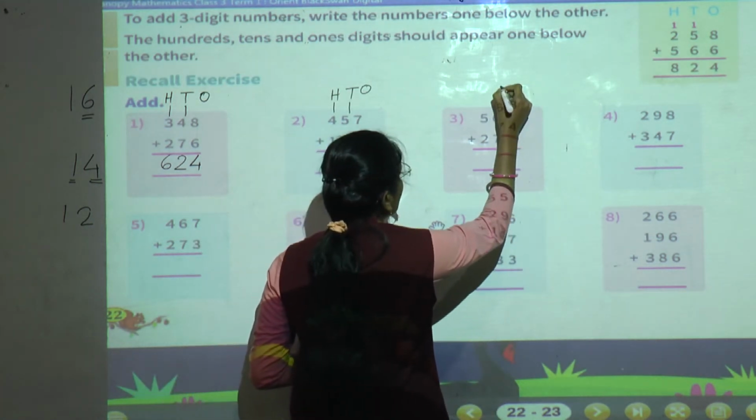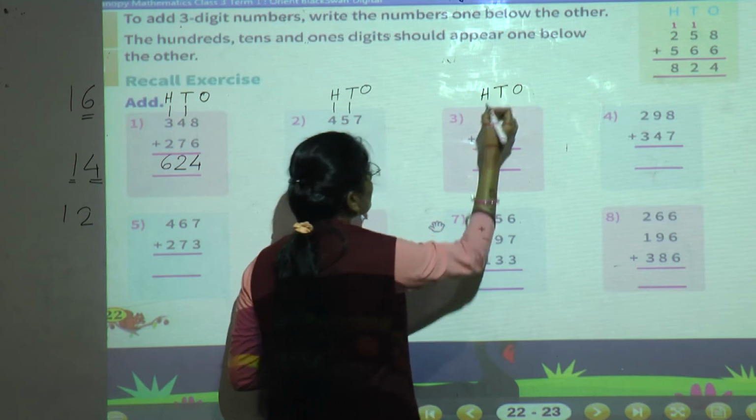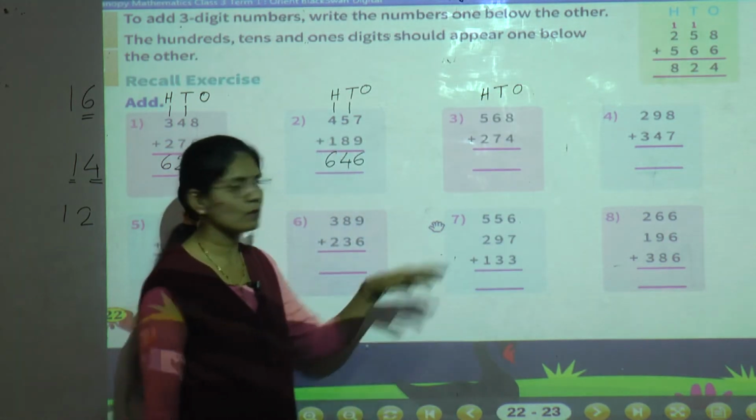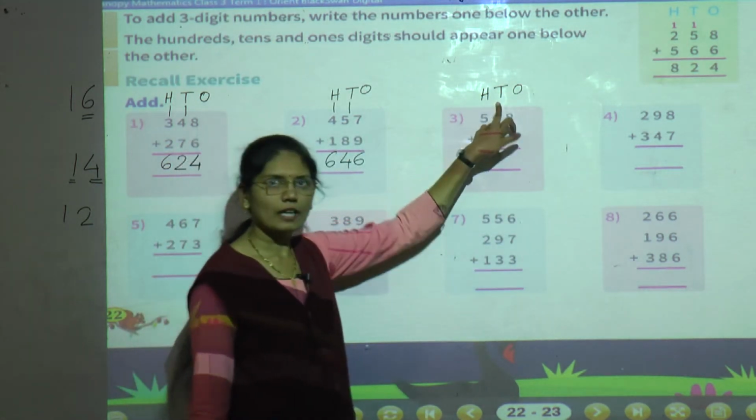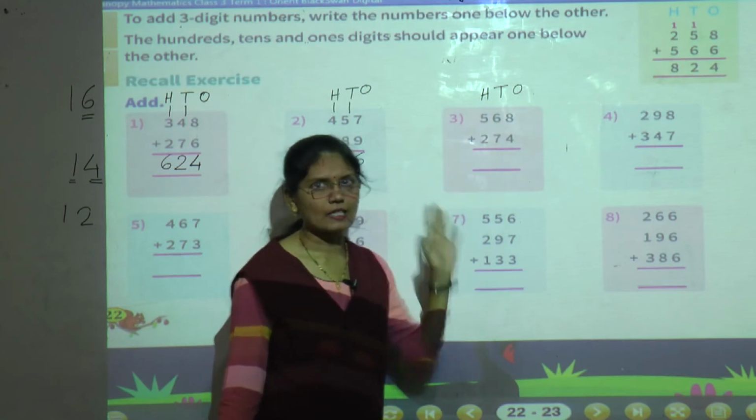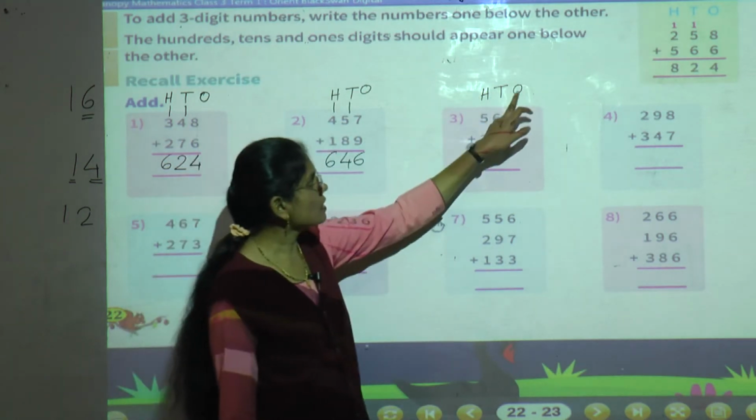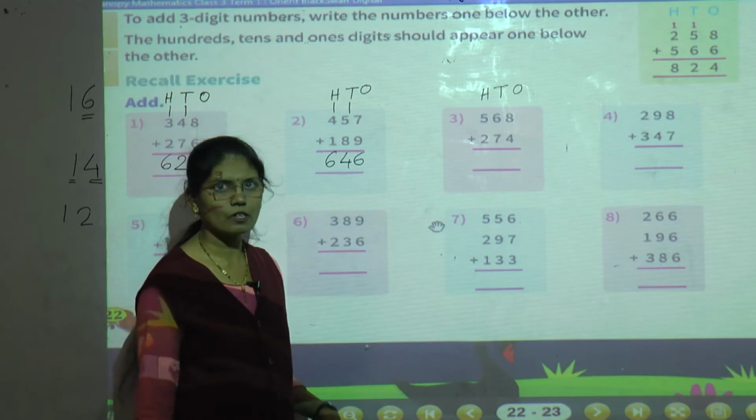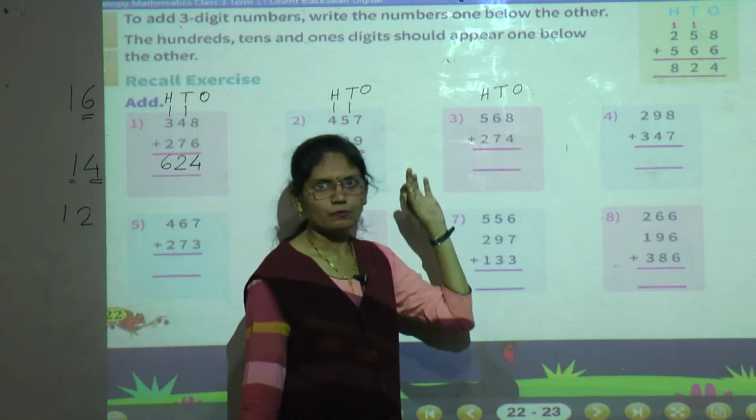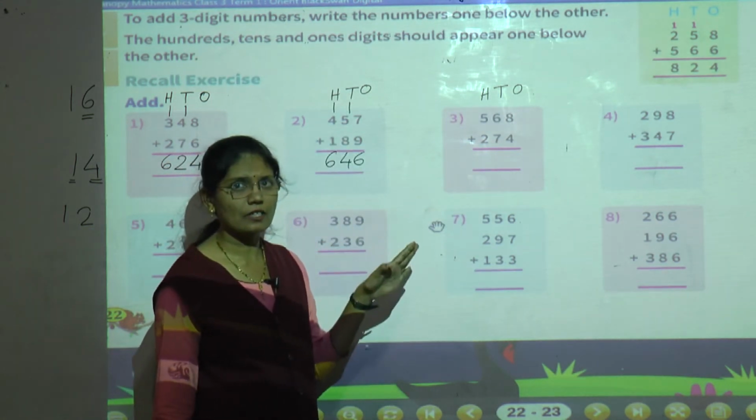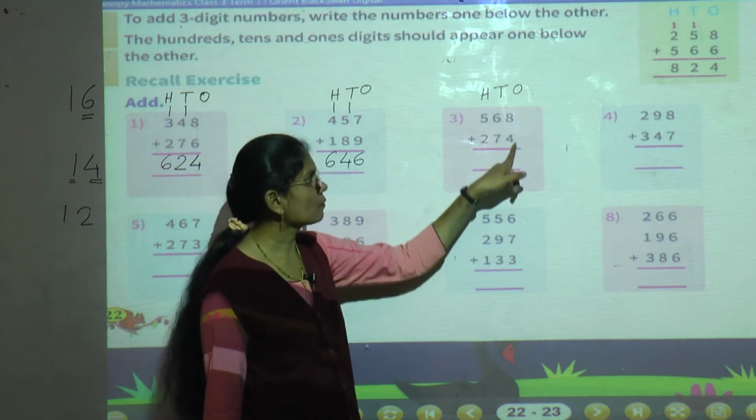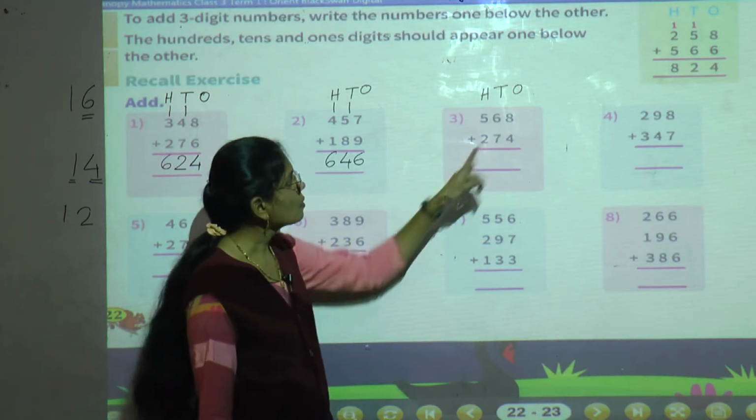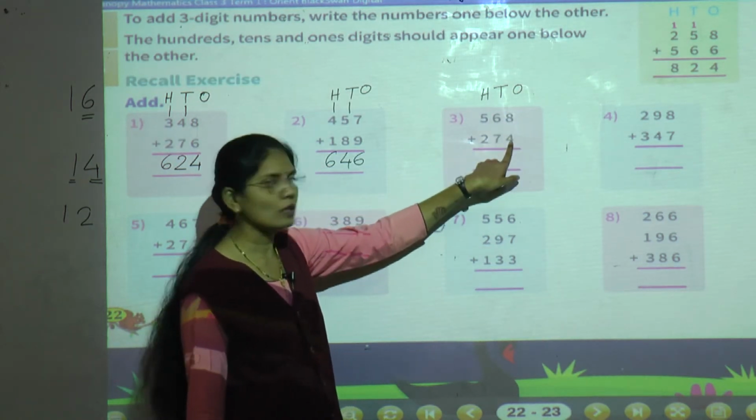So first we will write their places. O, T, H. O stands for ones, T stands for tens and H stands for hundreds. Now see the ones place number first, because whenever we do addition or subtraction, we should always start from the ones place only. So first we will see these 2 numbers.